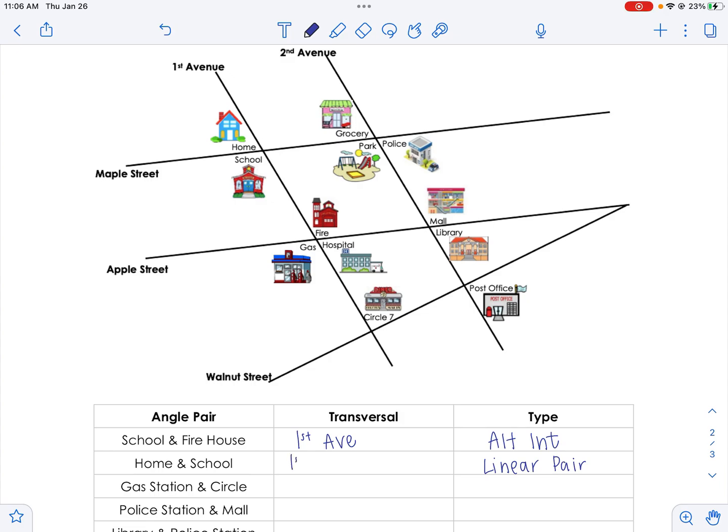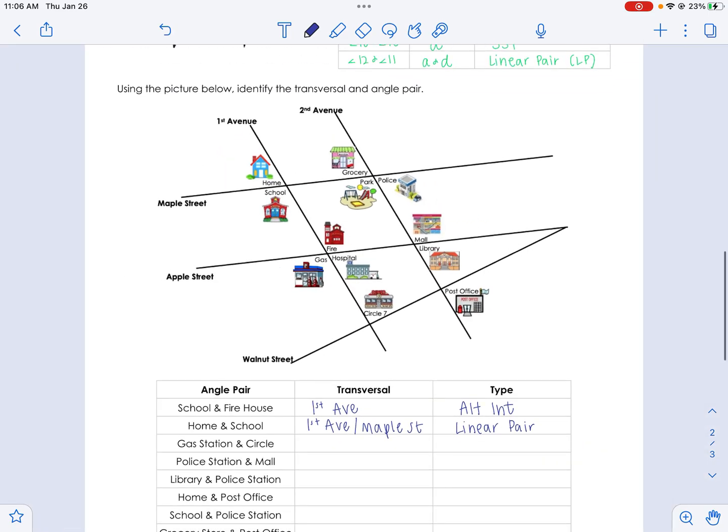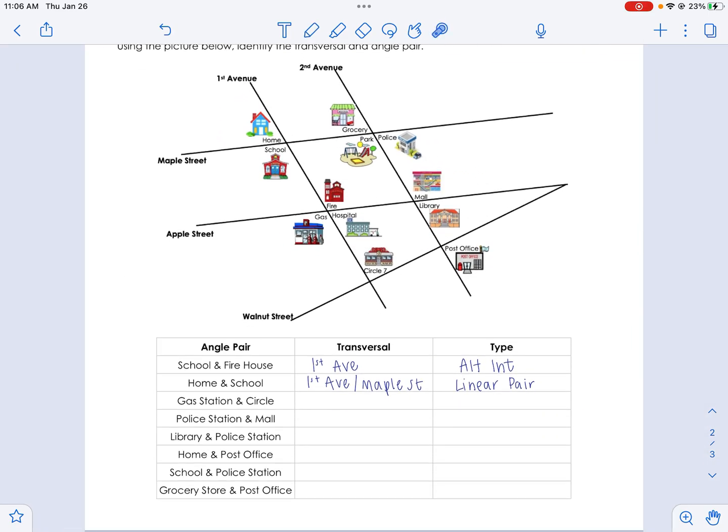And for transversal, you could say First Avenue. You could say Maple Street. Remember that linear pairs and vertical angles are kind of older words, so we don't really have transversals with those. Now if we talk about the gas station and the circle, so here's the gas station right here, here's circle 7. That would still be First Avenue, would still take you there. So First Avenue is still going to be our transversal.